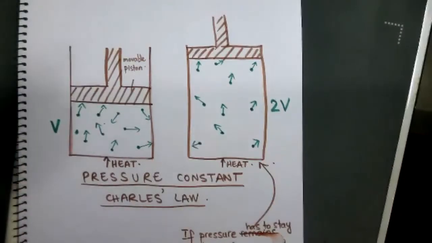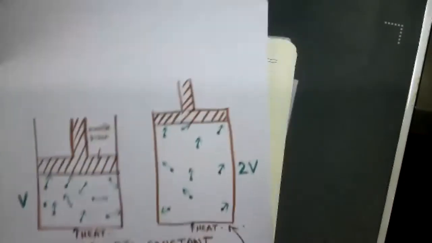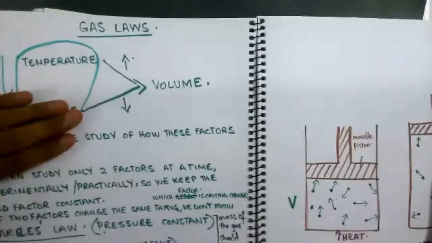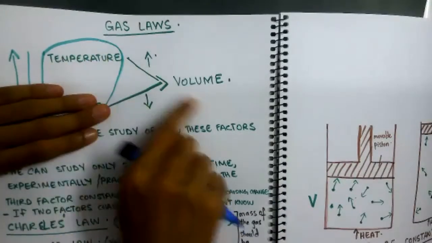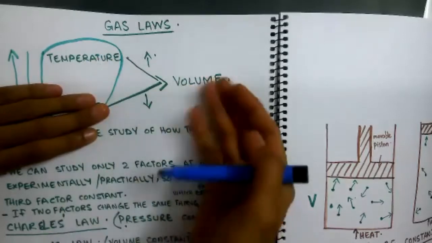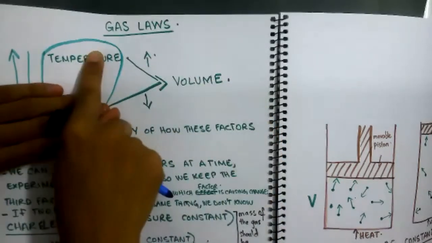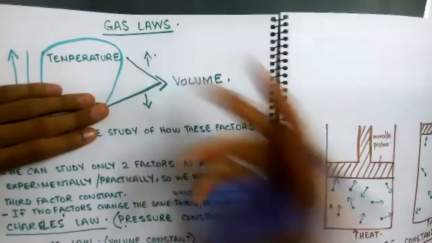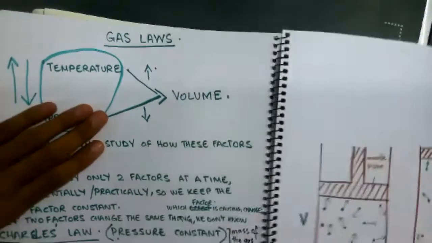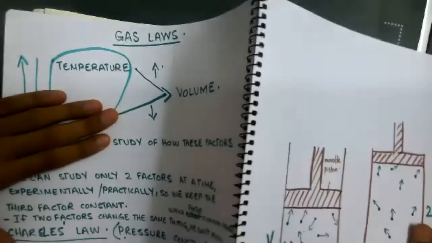So first, let's talk about Charles's law. In Charles's law, we are keeping the pressure constant. So keeping the pressure constant, we will be studying the relationship between temperature and volume, and this I have already explained, right? As the temperature is increasing, the average kinetic energy of the molecules is increasing, they're going farther away, and so they're occupying more space and the volume is increasing, and vice versa. When the temperature decreases, the volume decreases. So that is easy to understand.